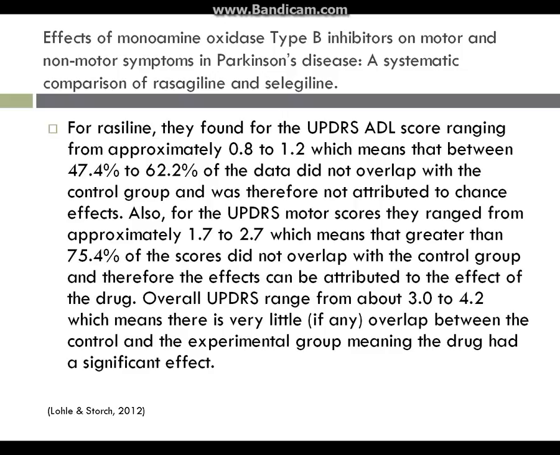Also, for the UPDRS motor scores, they range from approximately 1.7 to 2.7, which means that greater than 75.4% of the scores did not overlap with the control group, and therefore the effects can be attributed to the effect of the drug. Overall, the UPDRS ranged from about 3 to 4.2, which means there is very little, if any, overlap between the control and the experimental group, meaning that the drug had a significant effect.